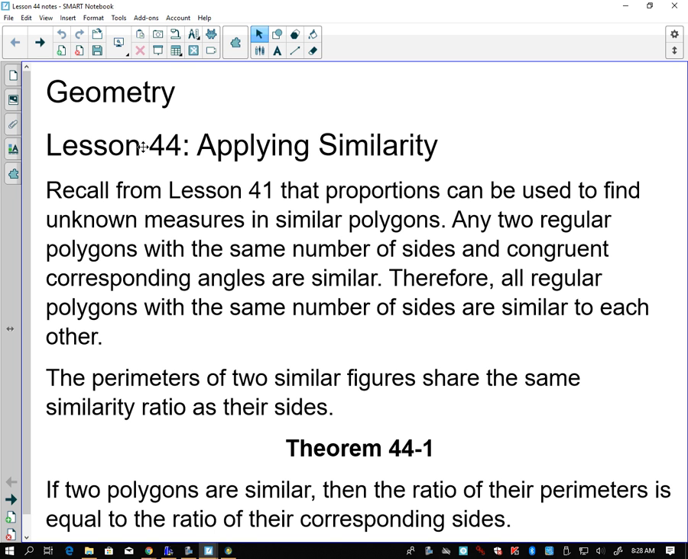All right, lesson 44, we're going to be talking about applying similarity. We've already talked about similar figures. What do we know about the corresponding angles of similar figures? They are equal, or a better word is congruent. What do we know about the corresponding sides of similar figures?